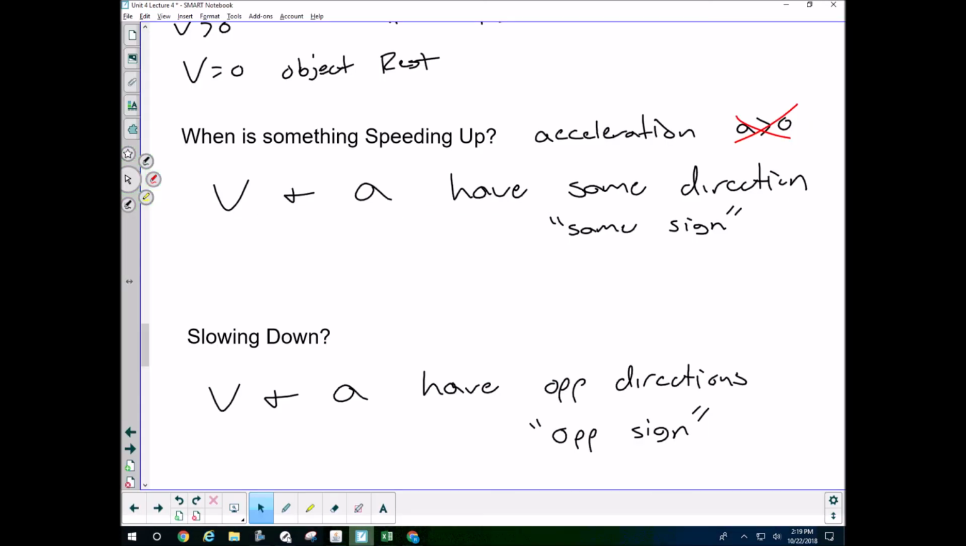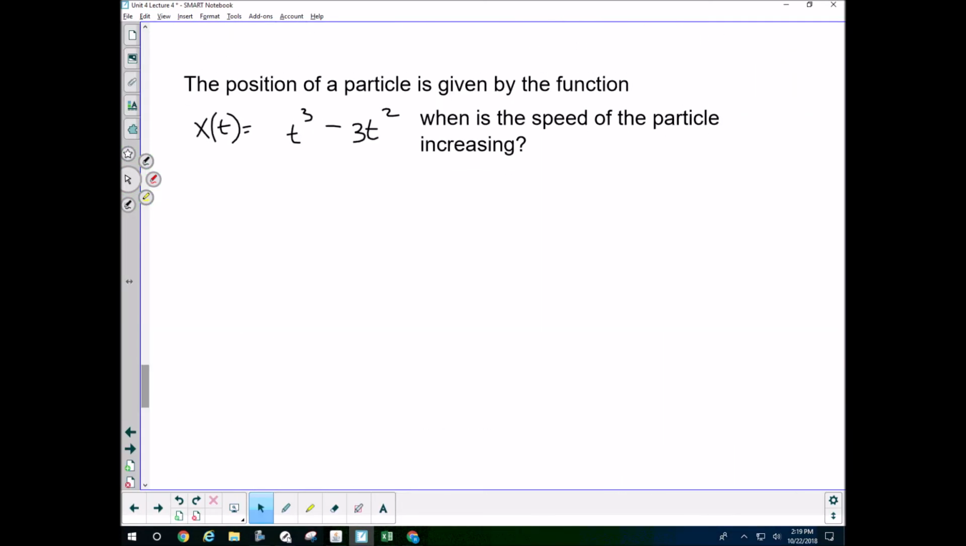So if we go to our first example here, this is different than yours, get rid of the negative. I say, okay, here's the position of a particle. When is the speed increasing? When are we speeding up? I want you to do what you've been doing so far, which is figure out when the signs of velocity, which is the first derivative of position, are positive, when are they negative, do a sign analysis of velocity, and then do the same thing for our second derivative, which is our acceleration, or the first derivative of velocity.